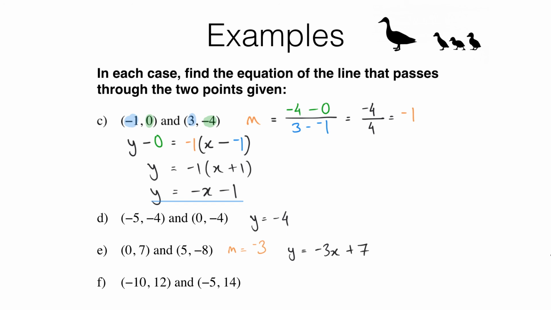Finally, we're on question F. Now this time there's no nice easy shortcut you can take. Hopefully you found that the gradient was 2/5 and then used the formula with either of these points to get an answer of y equals 2/5 x plus 16.